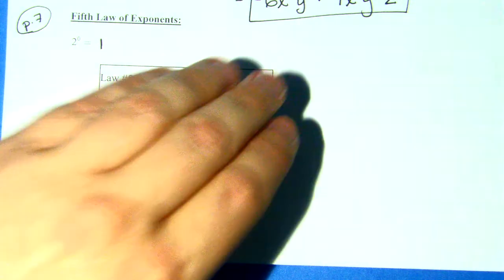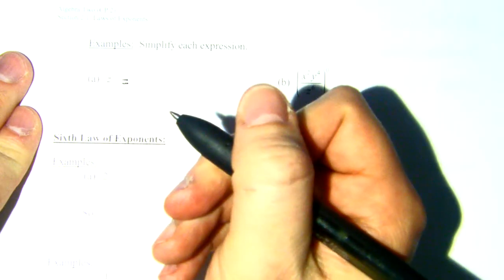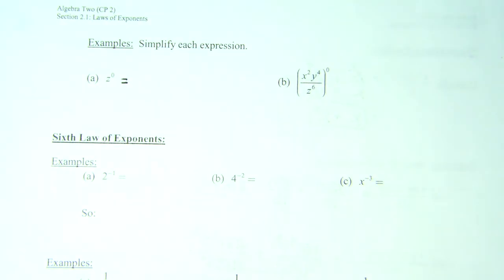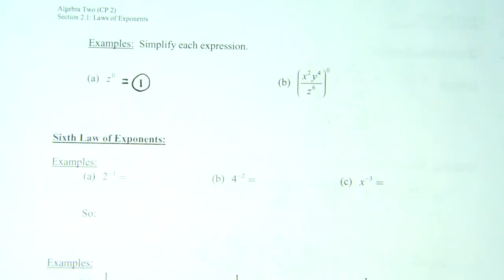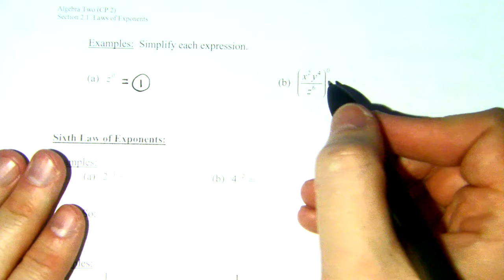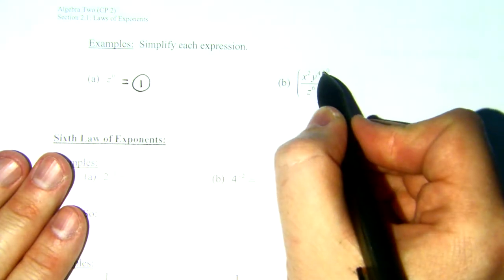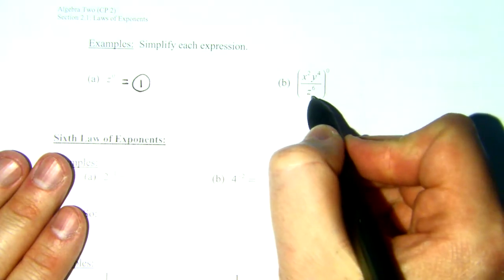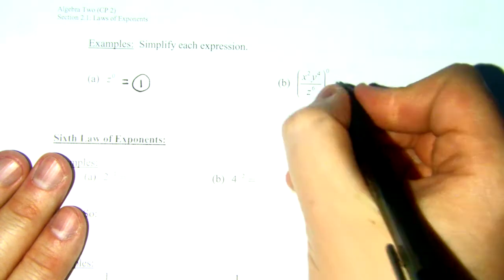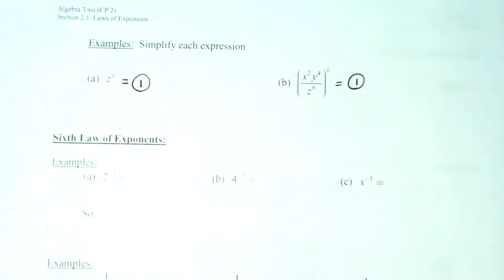Let me show you 2 easy examples. Letter A, z raised to the 0. What is z raised to the 0? I hope you said 1. A little more involved. Letter B, x squared y to the 4th over z to the 6th, that whole thing raised to the 0. What's that? I guess there are 2 ways you could do it. You could distribute your exponents and get x to the 0, y to the 0 over z to the 0. Or just realize this thing to the 0, it's just going to give you 1.